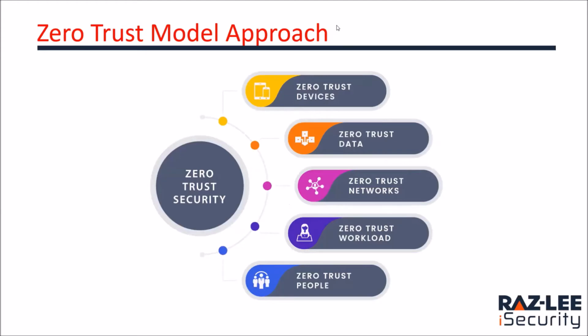We can understand the model in a better way if we think about zero trust on 5 levels: devices, data, networks, workload, and people. I will explain each of these 5 levels in detail. With that, we will be able to really understand what a zero trust approach is.